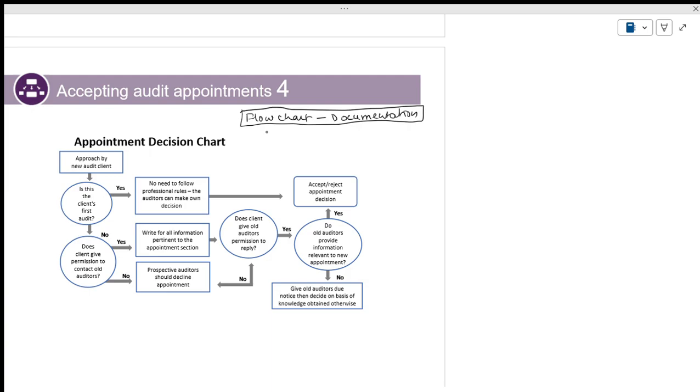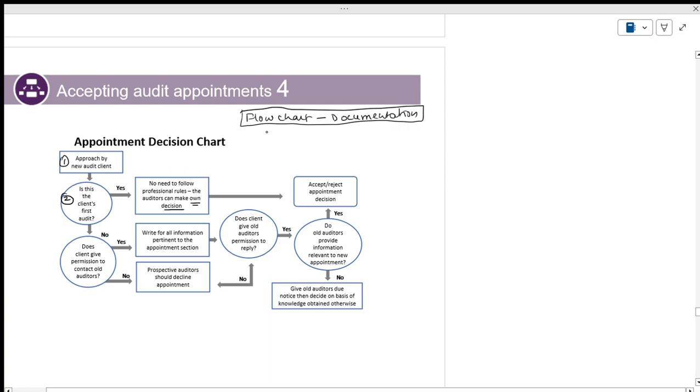Approach by the new audit client. Is this the client's first audit? If he says yes, there is no need to follow professional rules. The auditor can make their own decisions. This is the first step. This is the second step.